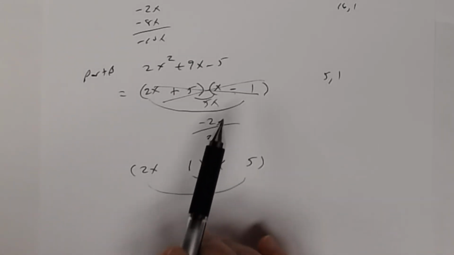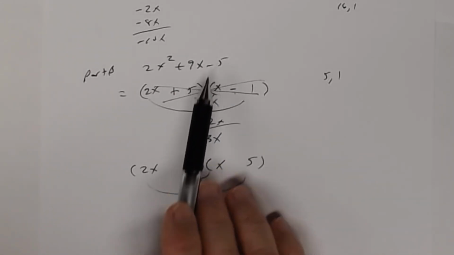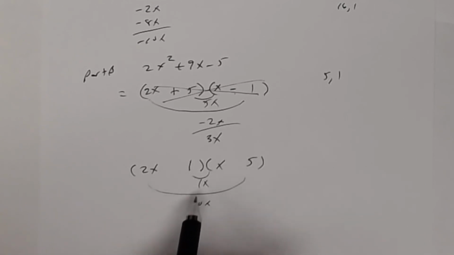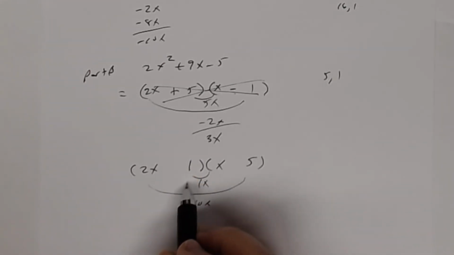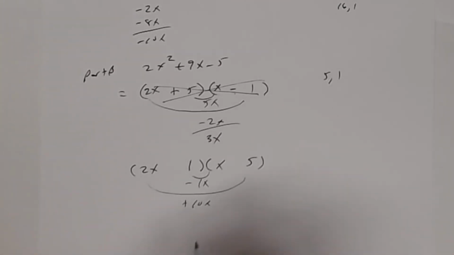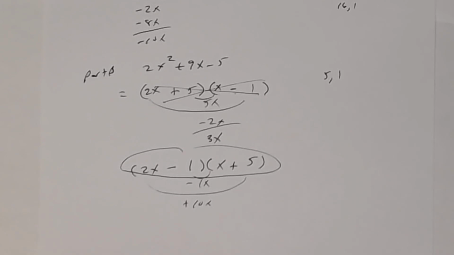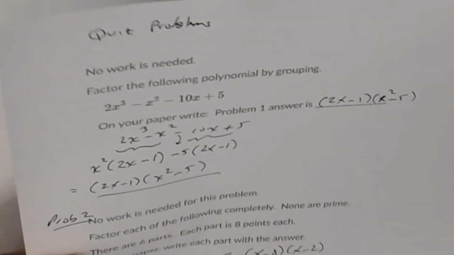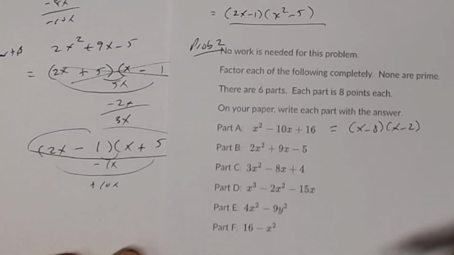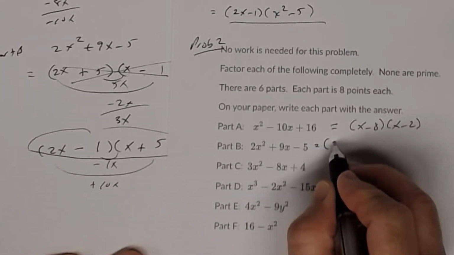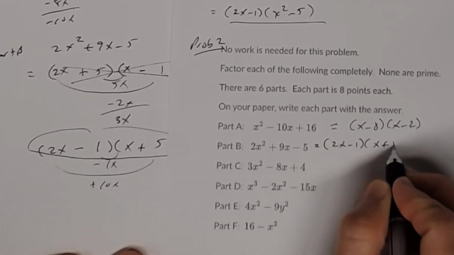But now let's deal with the signs. So the sign's negative, right? So that means one of these has to be negative, one of these has to be positive. And I want the sum to be a positive 9. So that means the 10x has to be positive and the 1x has to be negative. And the only way that can happen is if I have 2x minus 1 times x plus 5. All right, and so that would be the answer to part B. So in part B, for that answer, we're going to have 2x minus 1 times x plus 5.